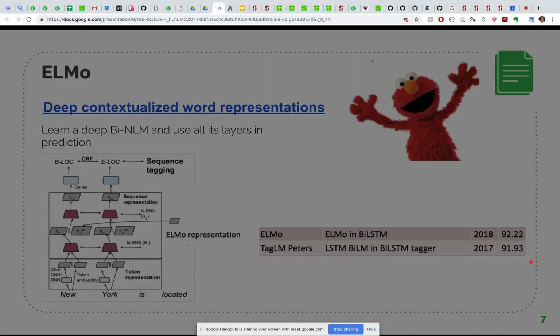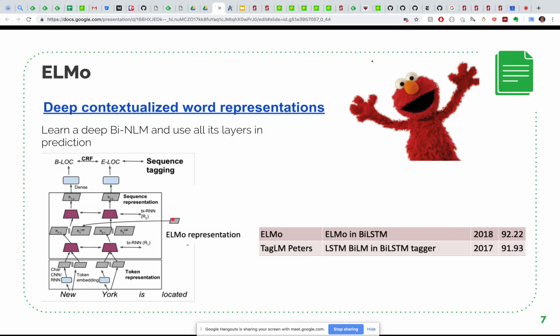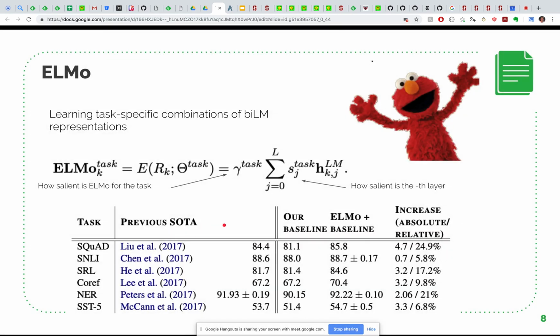So what they do here is that instead of just taking the last layer of the language model, as they did in the previous paper, they learn an average of all the different layers of the language model. Here is the average that they take. They average over the different layers, and they also learn a parameter which says whether, for this task, ELMo is necessarily good to produce good results.